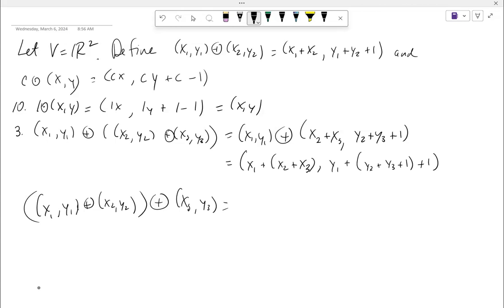Which two do we add together first? Okay, so what do we get when we add those two together? Good, y1 plus y2 plus 1. Again, every time we add two vectors together, we're tacking on an extra plus 1 on the end. Right?